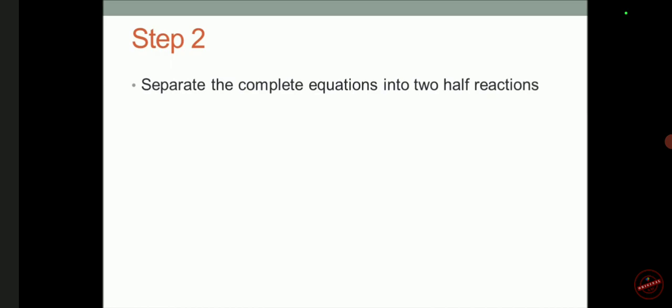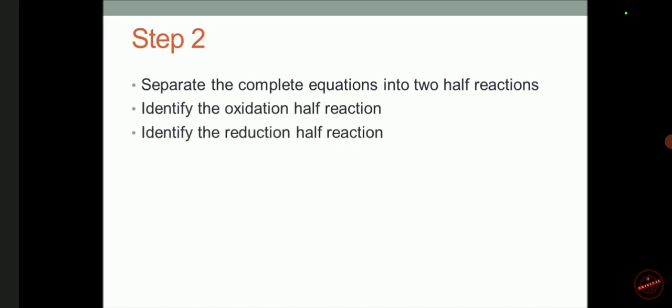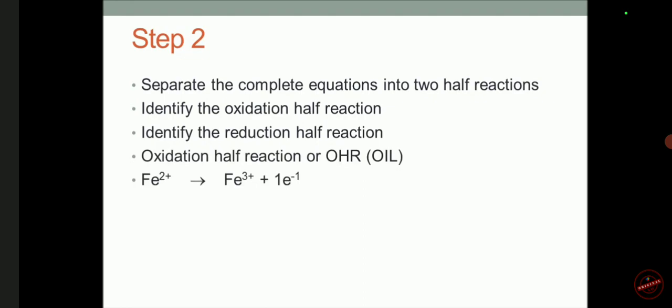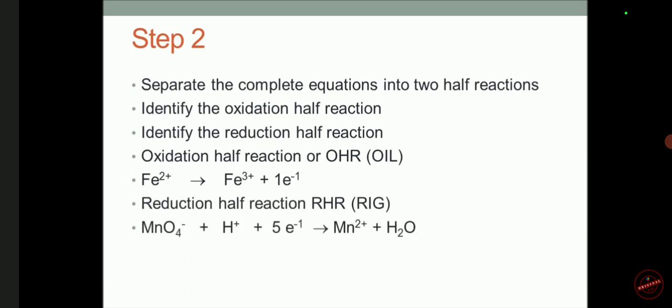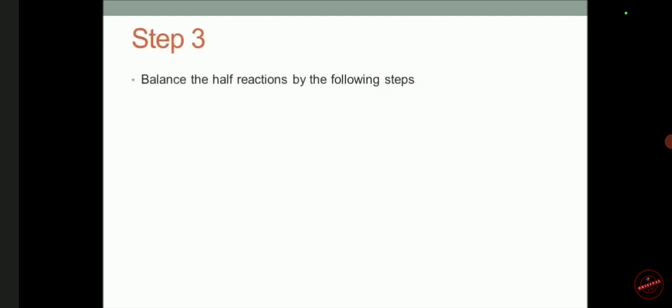The next thing to do is normally separate the equations into 2 half reactions. Identify the oxidation half reaction, identify the reduction half reaction. In this case, Fe2+ changing to Fe3+ plus 1 electron. Reduction half reaction: MnO4- plus hydrogen ions plus 5 electrons giving Mn2+. We may also look at the same reaction in a slightly different way, just to get an idea of what's going to happen. In order to do that, we will see what we should be doing.